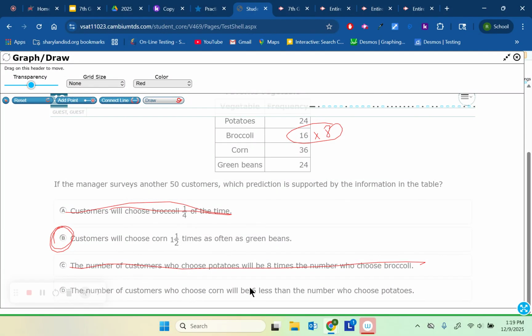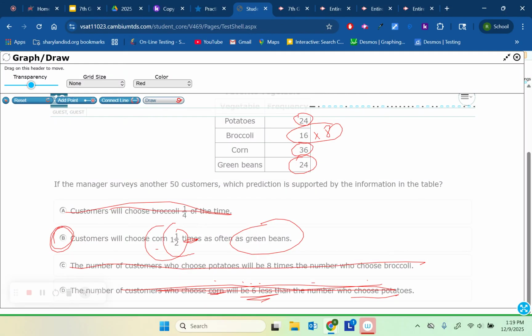The number of customers who would choose corn is 6 less than potatoes. Corn is 36. Potatoes is 24. Corn would be less than potatoes. That's not true. Those two are just out. So let's go over this again. We'll choose corn 1.5 times green beans. My corn is at 36, and my green beans is at 24.